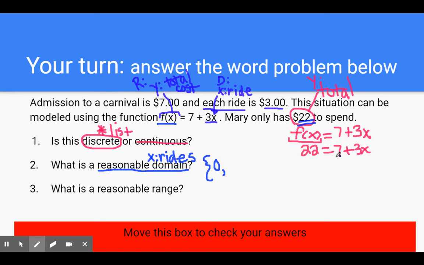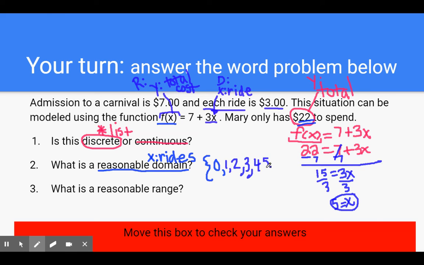So here I would subtract 7, it goes away on the right. 22 minus 7 is 15, equals 3x. From here, I would divide by 3 on both sides, and so x is equal to 5. So I want to recognize this is my boundary for my x's. This means I can only ride 0, 1, 2, 3, 4, and 5 rides.